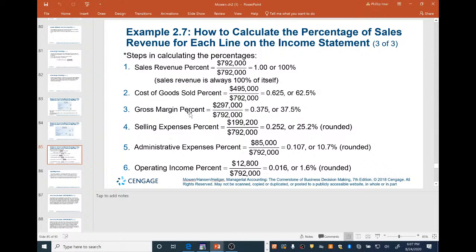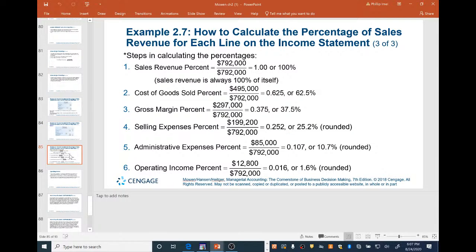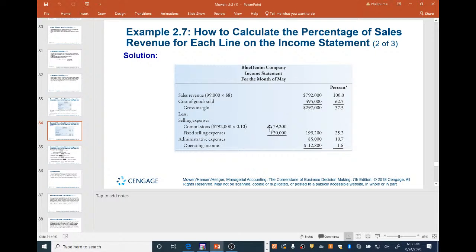Same thing with gross margin percentage: the gross margin, or gross profit, of 297 divided by 792 gives us 37.5%. There's our gross margin. Same routine all the way down. For selling expense percentage, we take the selling expenses, in this case these two added together.